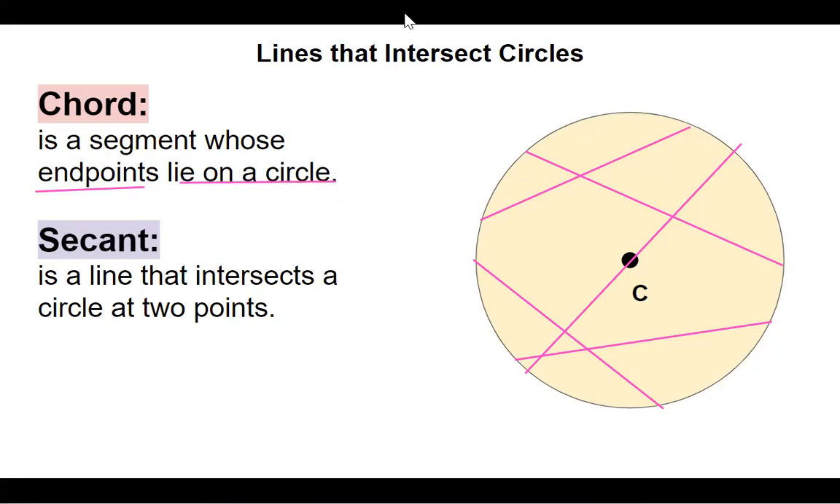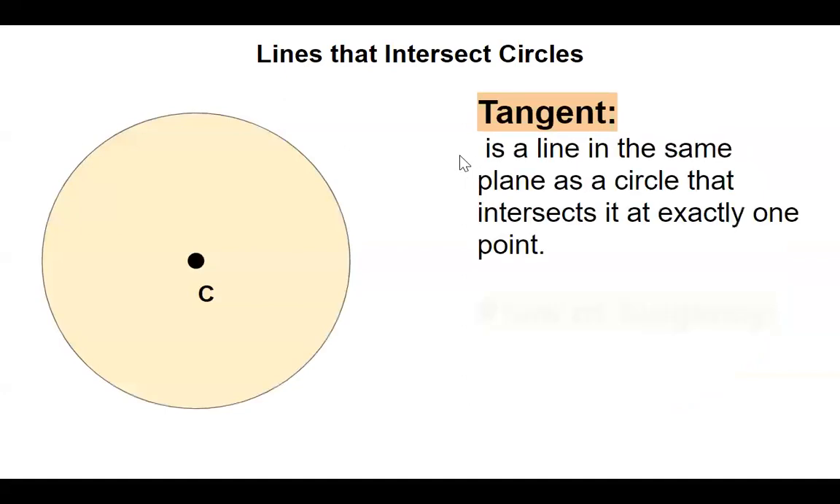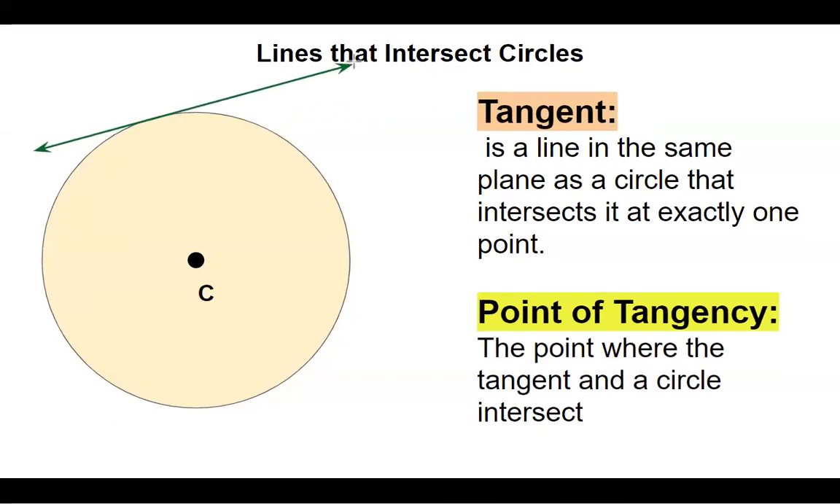Our secant is very similar to a chord. However, this time we have lines that intersect our circle and continue to go on in both directions. Now, we also had special lines. We had a tangent line. A tangent line is any line that intersects your circle at just one point, and that point where they intersect is called the point of tangency.